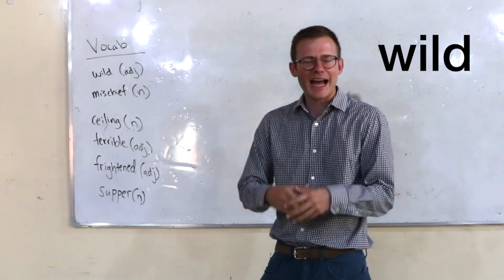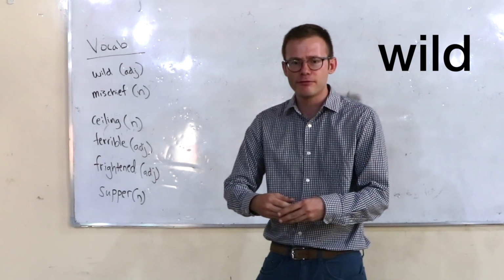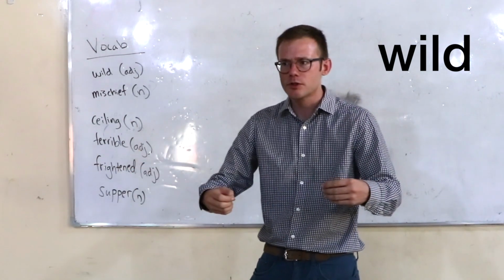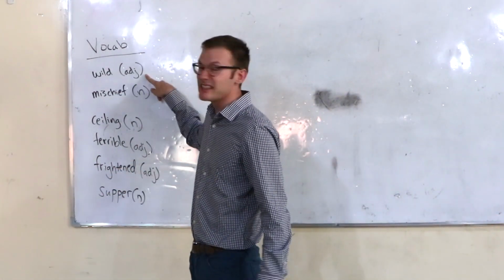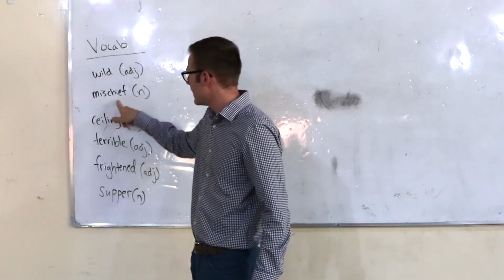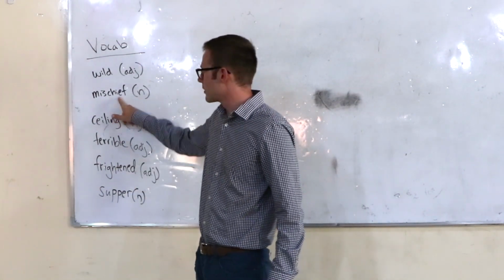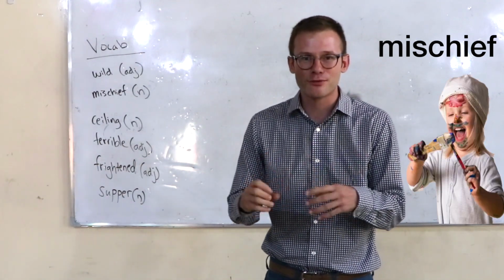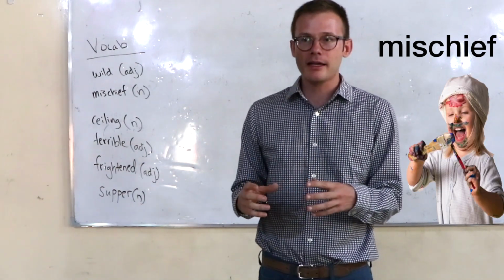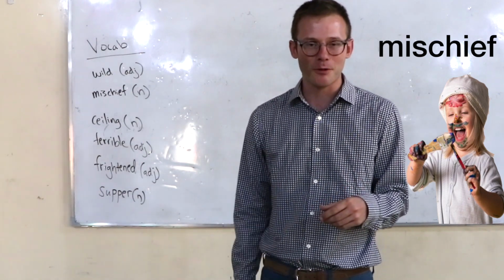It hasn't lived in a house. It hasn't lived with people. It is just going to behave in a random, crazy sort of way, sometimes without thinking. Okay, that's wild. It's an adjective. It describes something. Next word, mischief. Mischief is when you are making problems for people, tricking people, but it can be a little bit of a joke. Okay, it's something that young people might do.